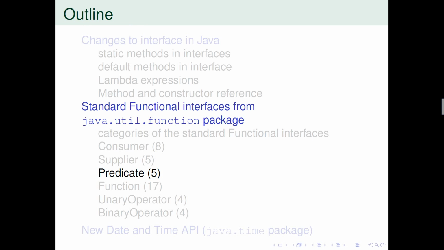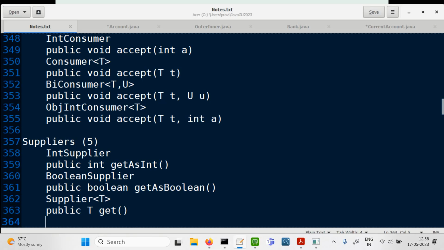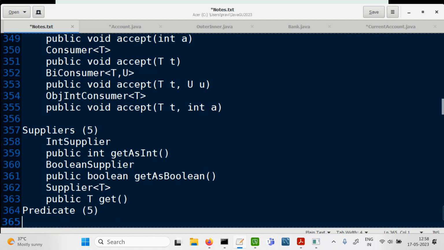After supplier, the next one is predicate. So we have int predicate, long predicate, double predicate. In predicate, the return type is Boolean, and therefore the method name is always test. You test the input and return true or false. So predicate has 5 of them.